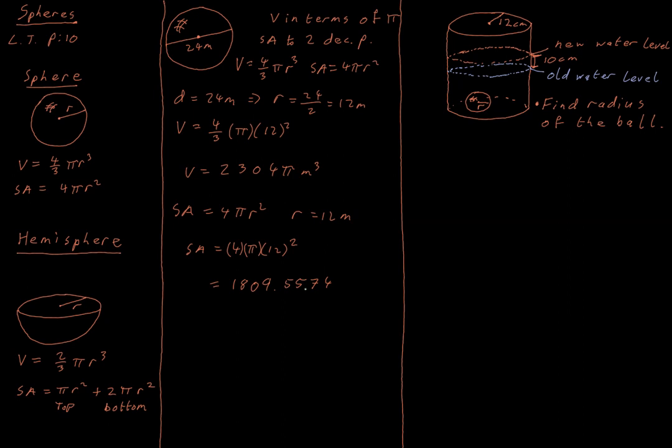I'm going to round to 2 decimal places, and I need to round up because there's a 7 here. So the surface area to 2 decimal places is going to be 1809.56, and that's going to be meters squared.